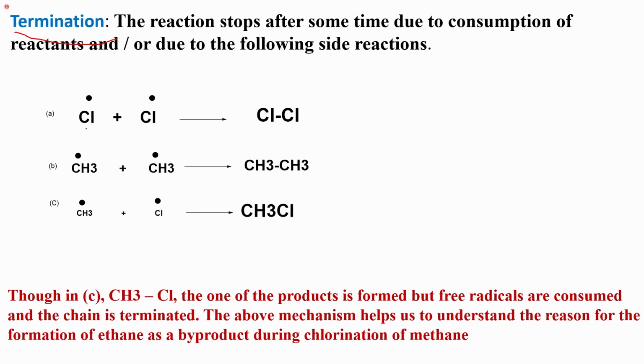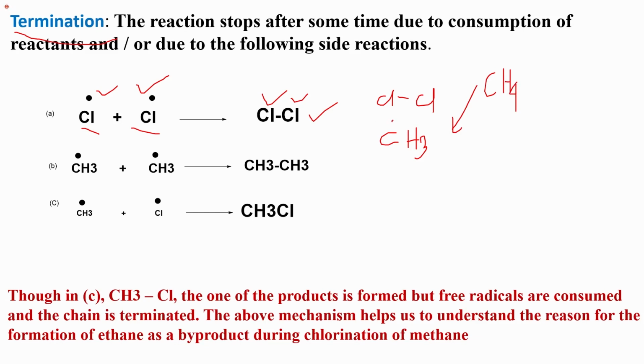So the moment you get Cl dot and Cl dot, you are actually generating Cl2. So Cl and Cl. Now we know that in the reaction medium it is forming Cl dot radical and Cl2. You are also generating CH3 radical. CH3 radical we are also generating from where? CH4.